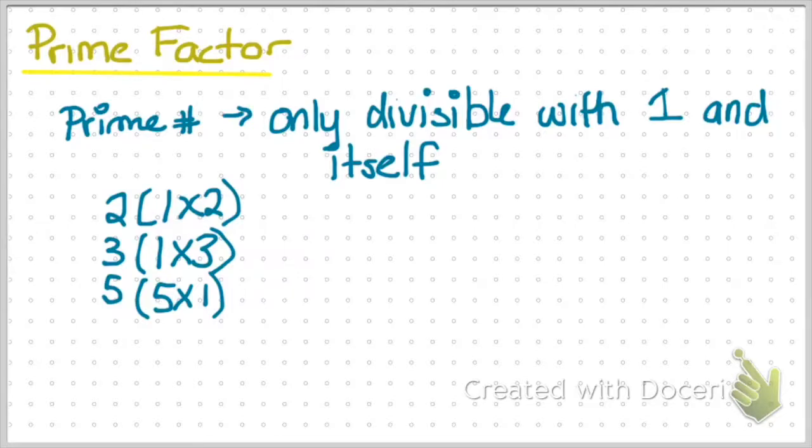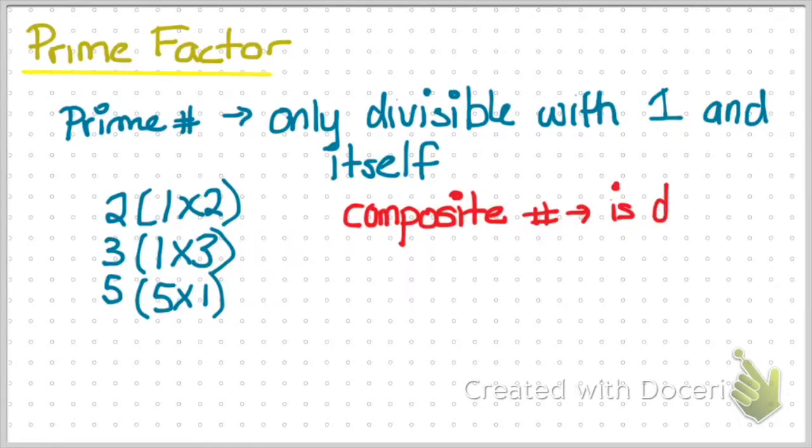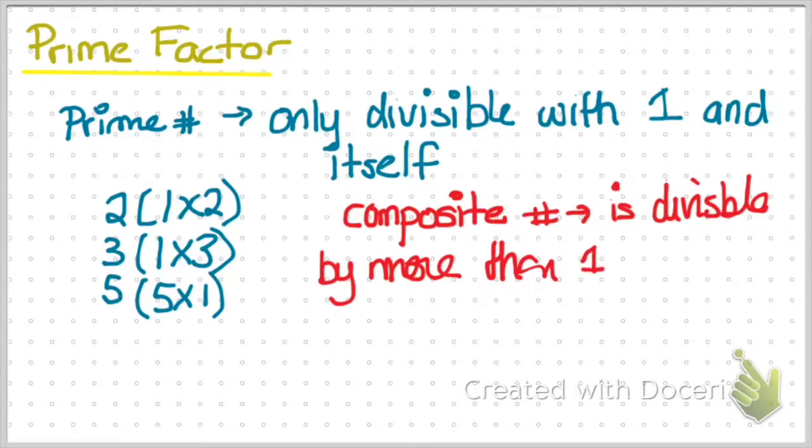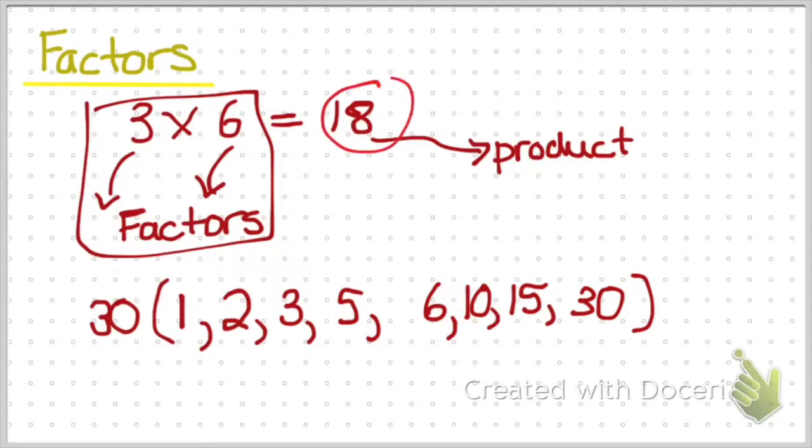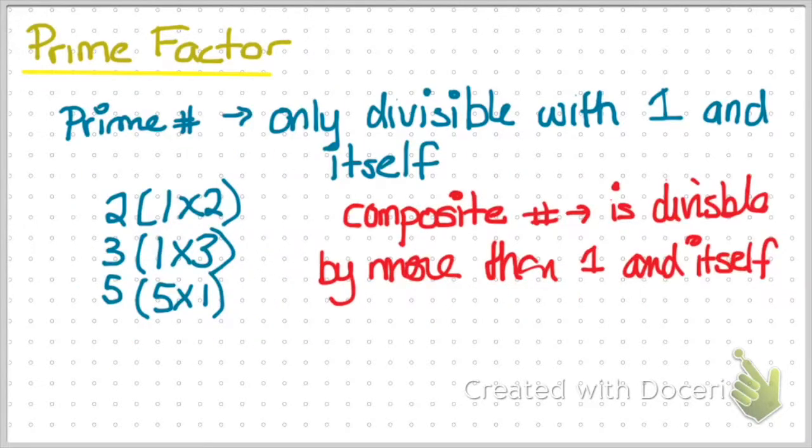What if a number isn't only divisible by 1 and itself and could be divisible by more? We call this number a composite. So it's the complete opposite of a prime number. A composite number is divisible by more than just 1 and itself. An example would be any of the examples that we just did here, 18, 30. These have products that are more than just 1 and itself. Therefore, these are composite numbers.